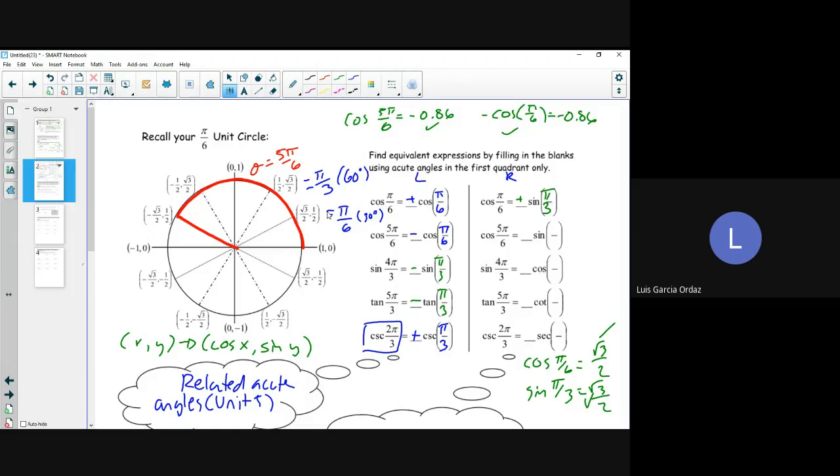What ratio? You can use the unit circle. Negative root 3 over 2. All right, and now we need to figure out the correlated acute angle, which is which angle we're going to be focusing on. This one, the one closest to the y-axis.